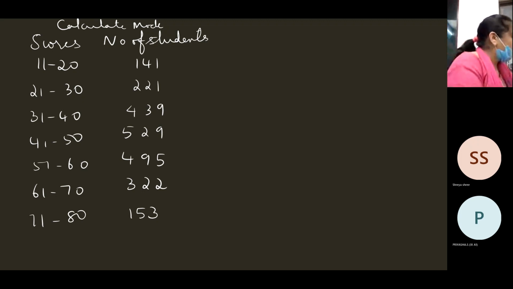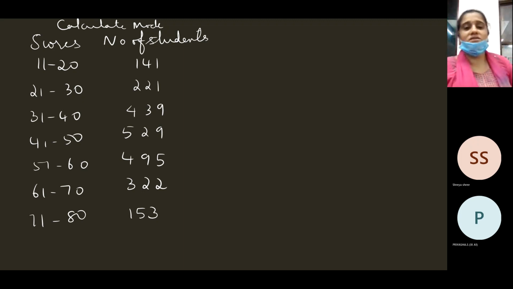Take any two consecutive class intervals. Take the first two class intervals. What is the upper limit of the first class interval? 20. What is the lower limit of the second class interval? 21. So 21 minus 20 by 2 is 0.5. Subtract 0.5 from all the lower limits and add 0.5 to the upper limits.